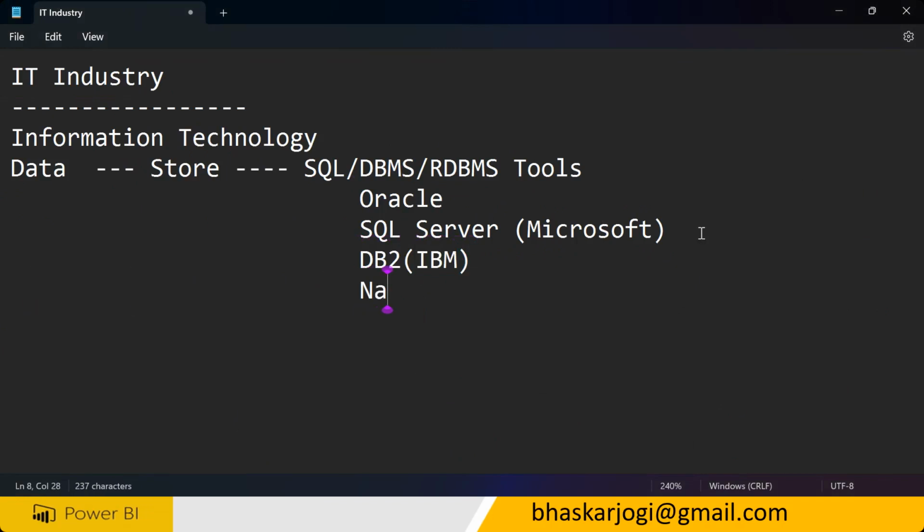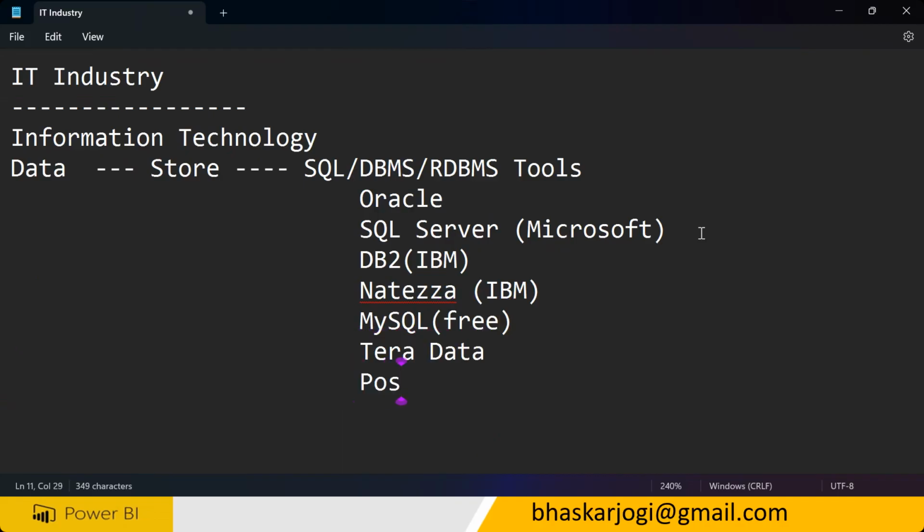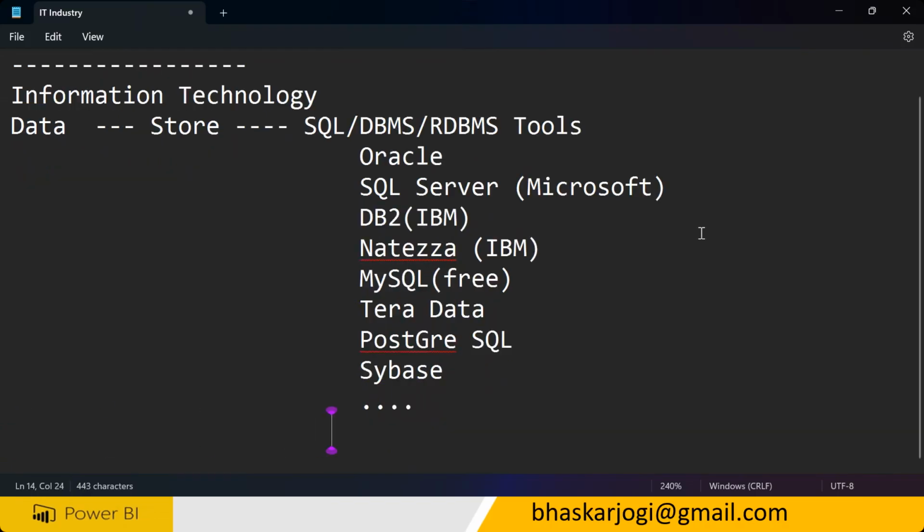You have Netezza. This is also software from IBM. What software? SQL or database management system software. MySQL is a free software from the MySQL company. And we have Teradata, right? Lot many softwares are available. PostgreSQL. People will be calling this Postgres or PostgreSQL. Like that, we have Sybase, right? You ask me, the IT industry is going to be using one of the tools to store your data.